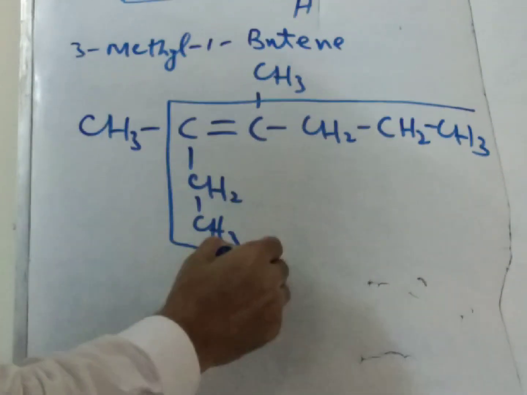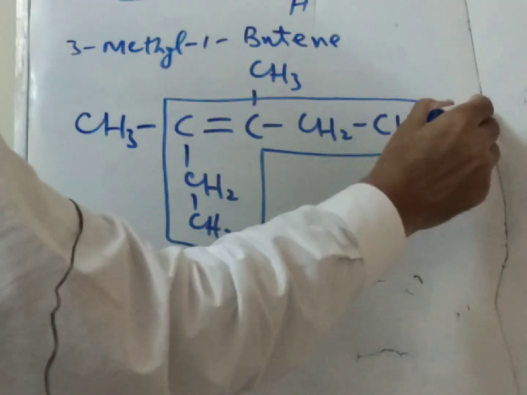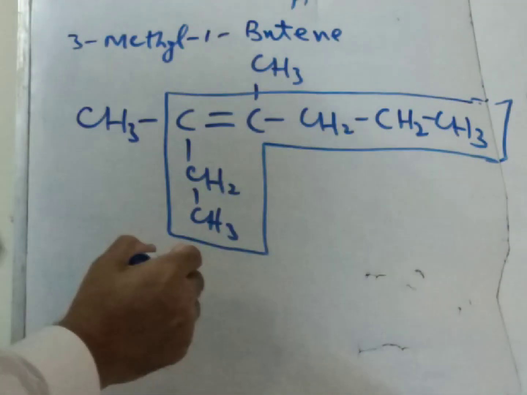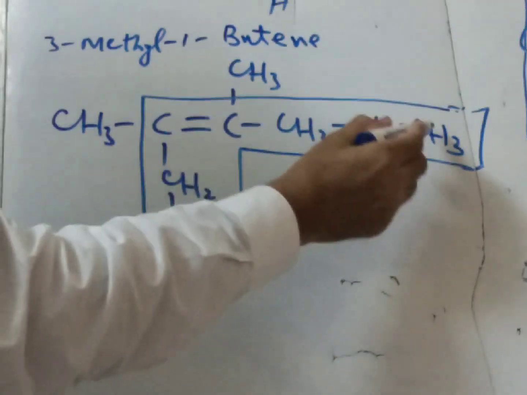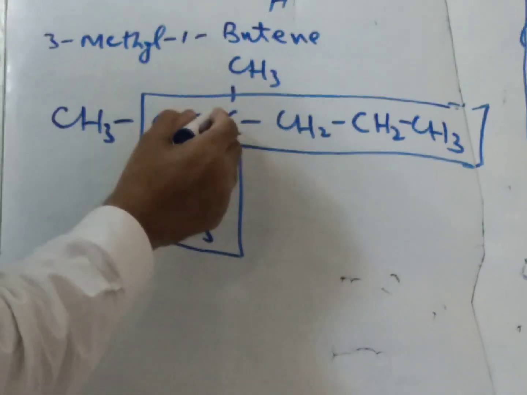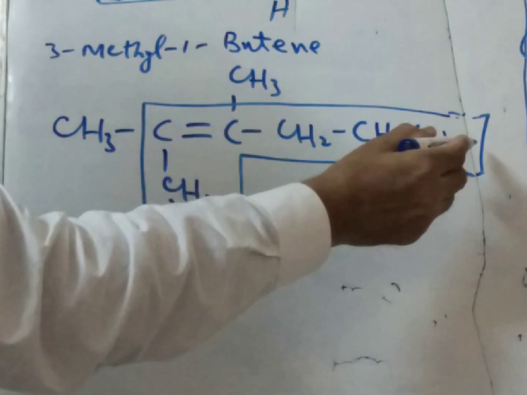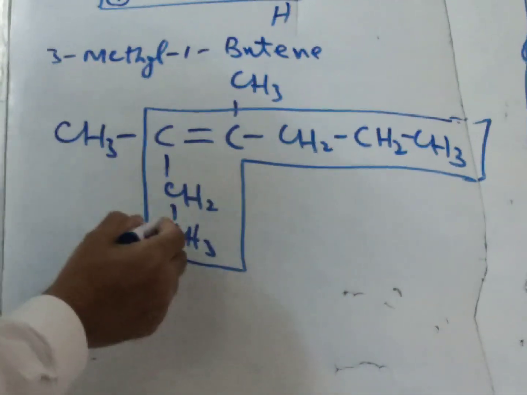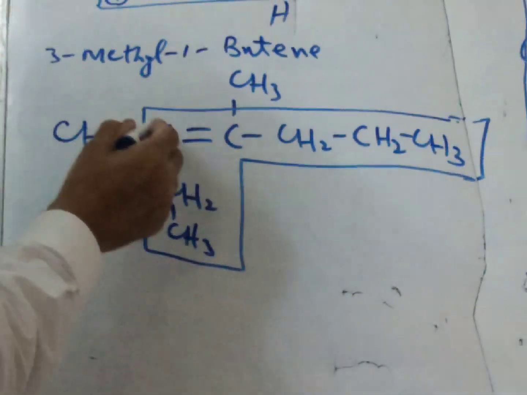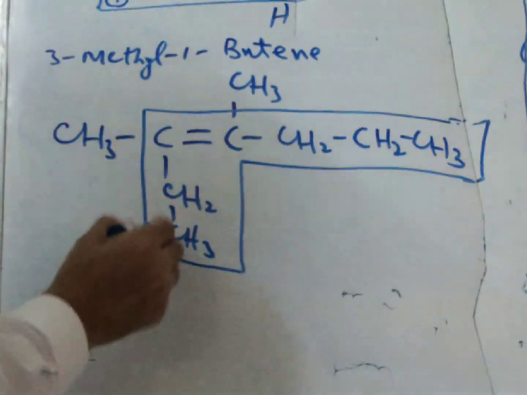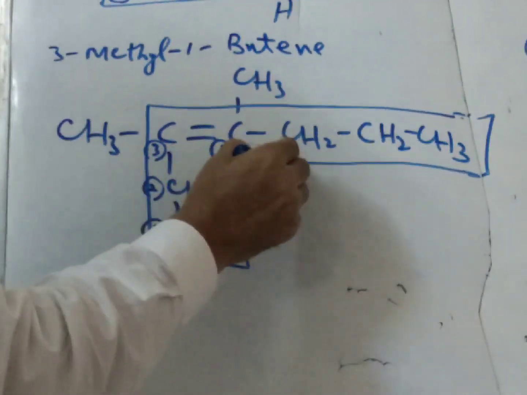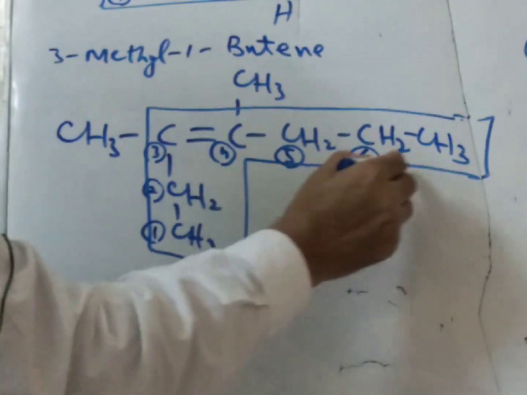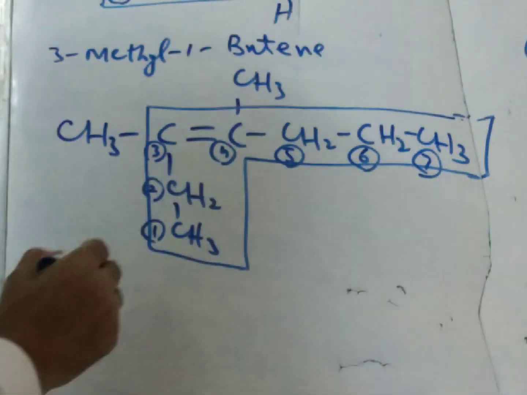The longest chain is the 7 carbon, so this is the parent chain. Now we will prefer the double bond. 1, 2, 3, 4: the double bond comes at the 4th position from the right side. From the left, 1, 2, 3: this is the third position of the double bond. So it is 1, 2, 3, 4, 5, 6, and this is the 7.